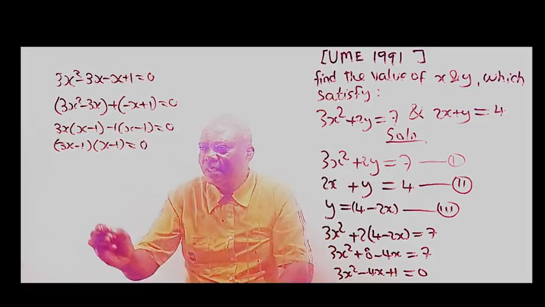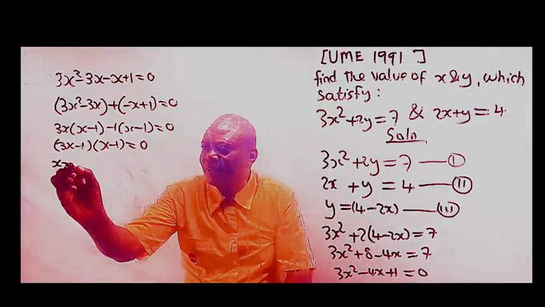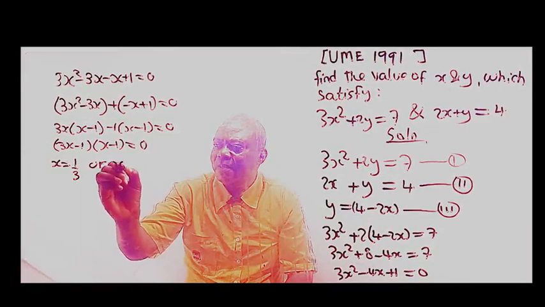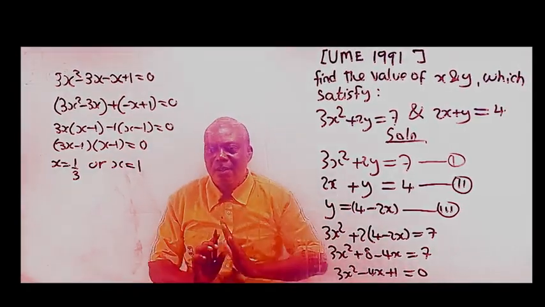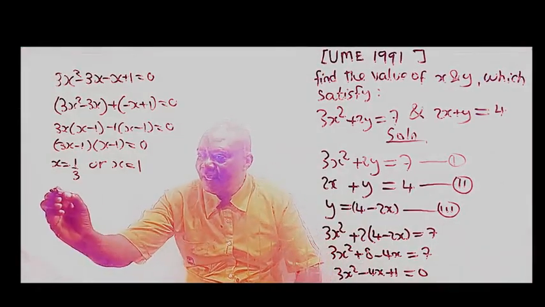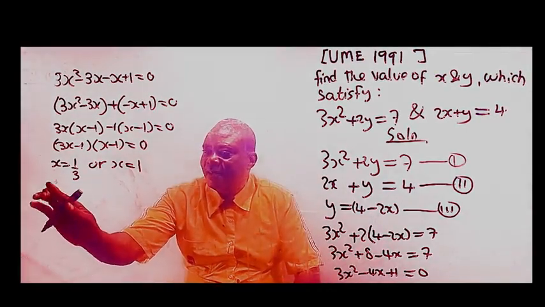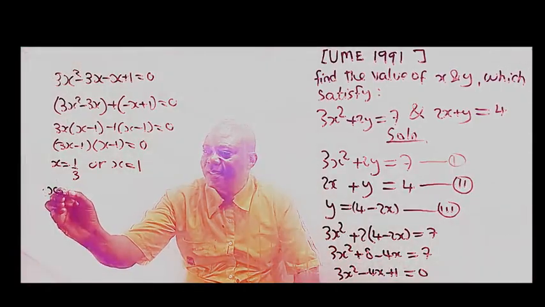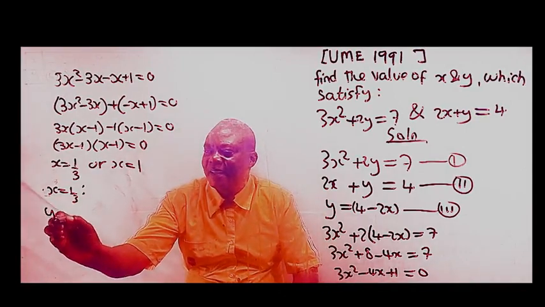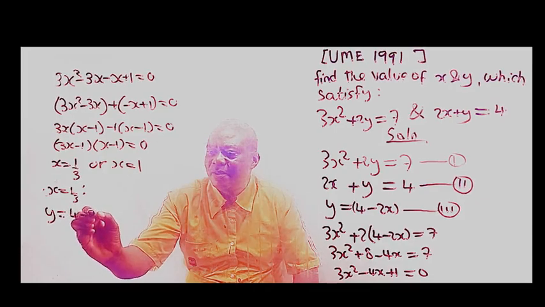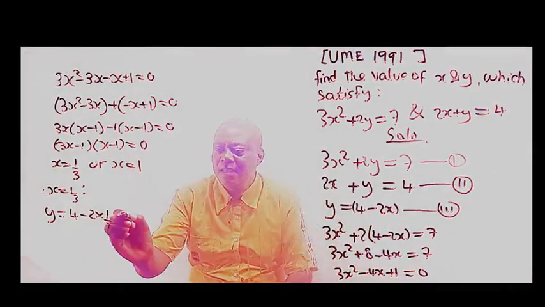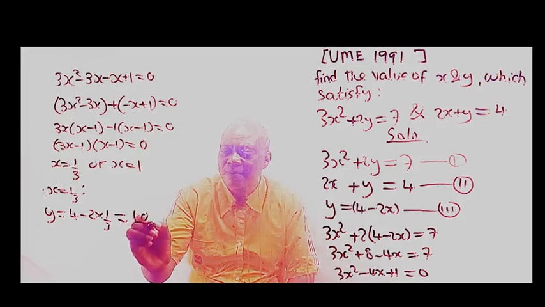So after doing everything here, you know that from here x will be equals to 1 over 3, or x will be equals to 1. We are putting our x here. So when x equals to 1 over 3, then our y now will be equals to 4 minus 2 times 1 over 3. Remember this, and it will give us 10 over 3.